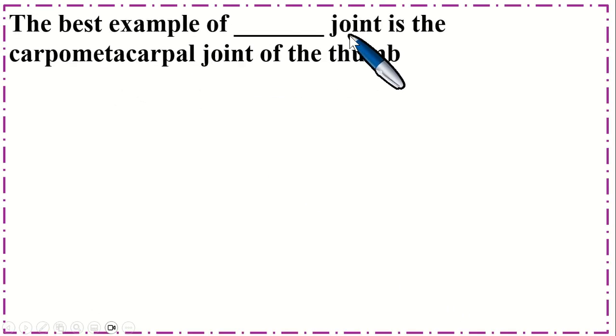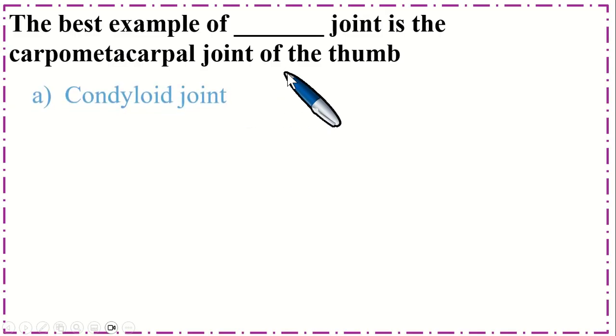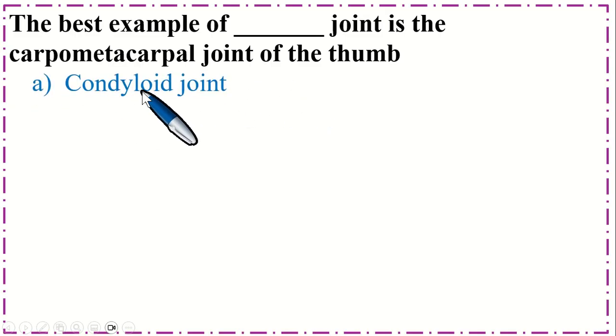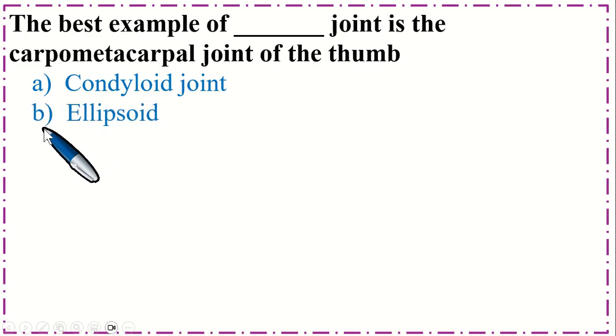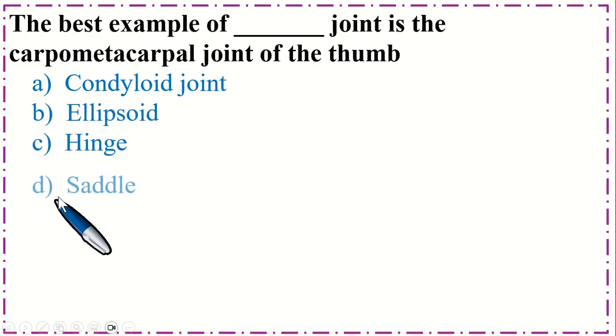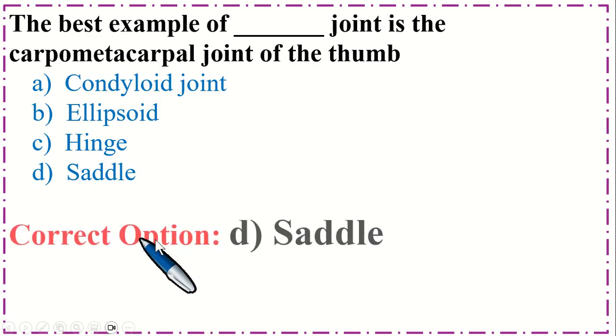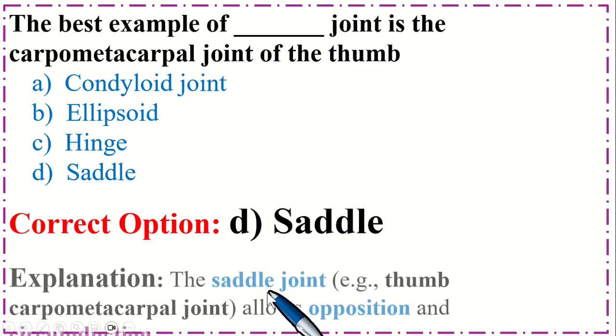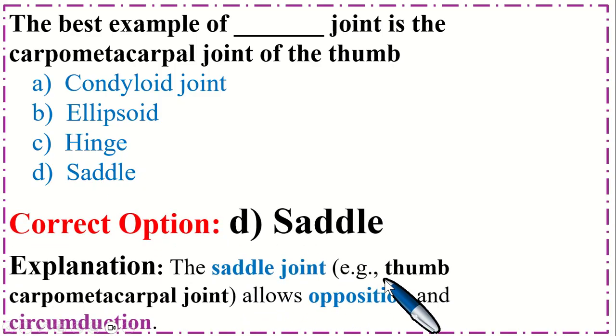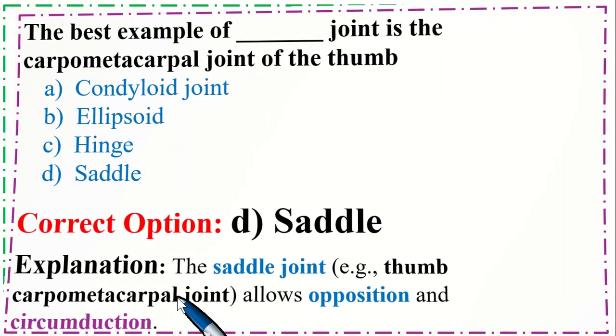The best example of this joint is the carpometacarpal joint of the thumb. Option A, condyloid joint, B, ellipsoid, C, hinge joint, and option D, saddle. So the correct option is D, saddle. The saddle joint, for example the thumb carpometacarpal joint, allows opposition and circumduction.